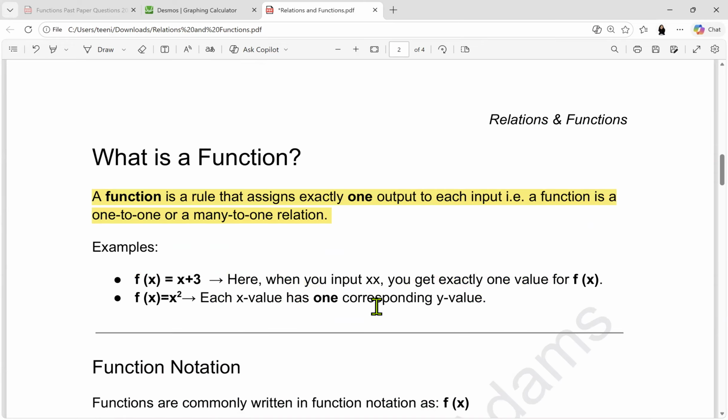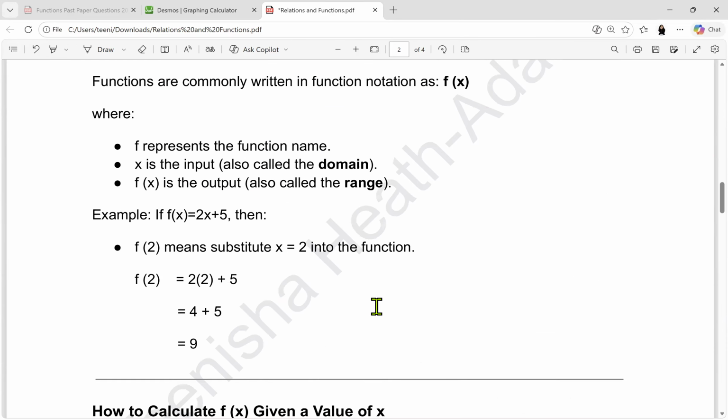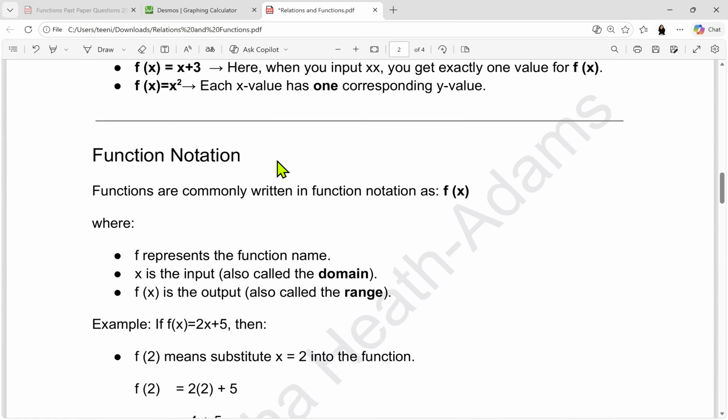All right. Let us take a short break, girls. And then when we come back, we're going to go through function notation.